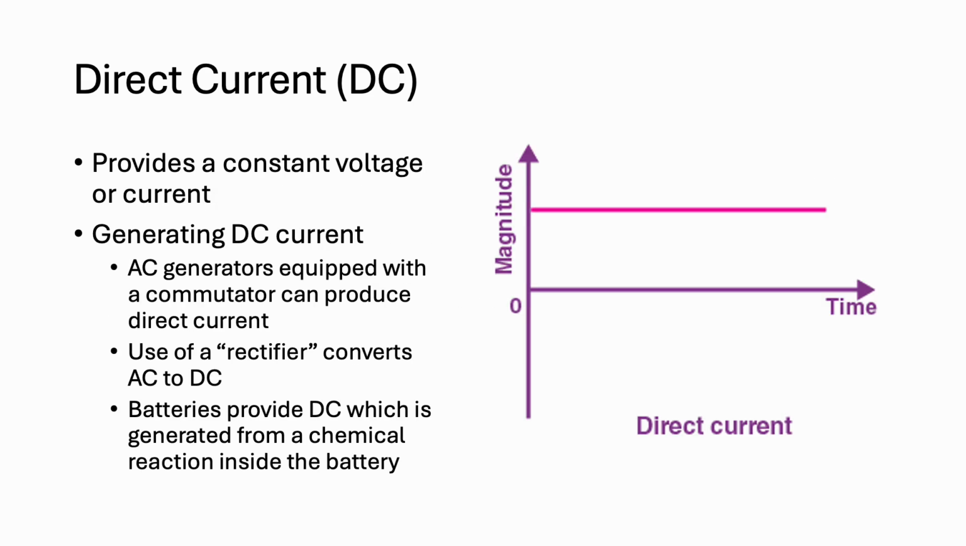I understand it more. Direct current not only flows in one direction, it provides a constant voltage or current. AC generators can produce a DC current with the aid of a device called a commutator. Conversely, a rectifier can convert AC to DC power. We call it a rectifier because rectification means straightening out. Batteries provide DC power. This graph shows time and magnitude, the magnitude meaning voltage or power. It's just a straight line.